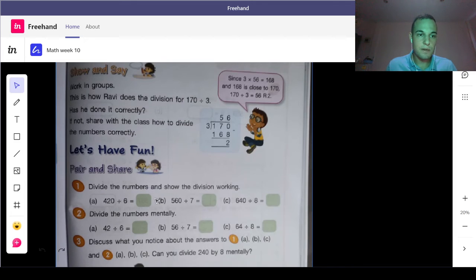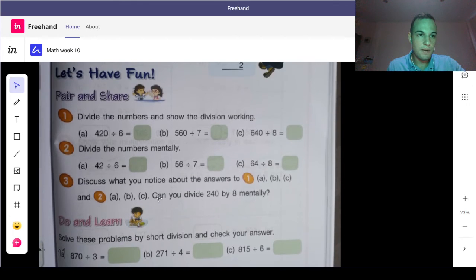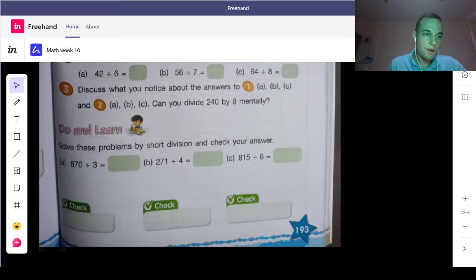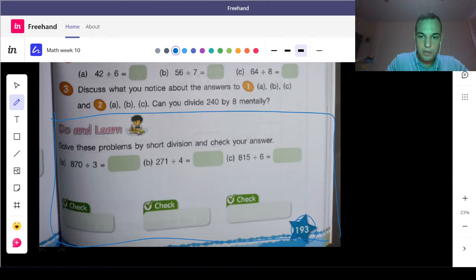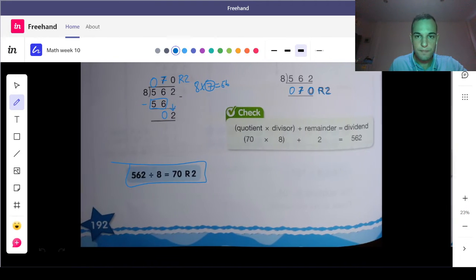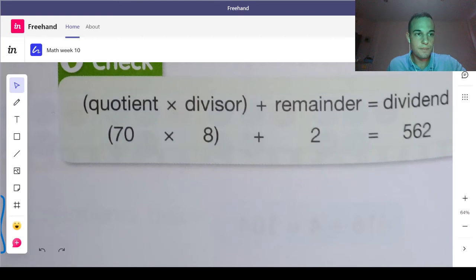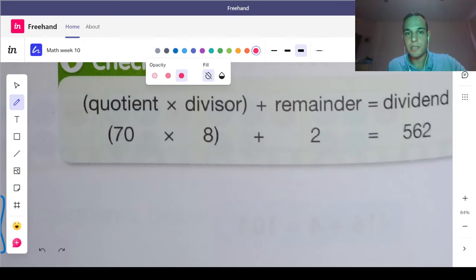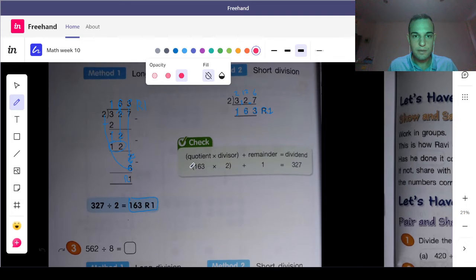Okay? So that means we should practice first, and then we need to do this part by yourself. So get ready to do 193. And let's do this check really quick. Just to be safe, we should check our answers, right? So how do we check?